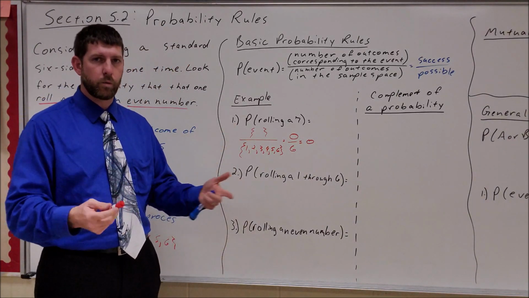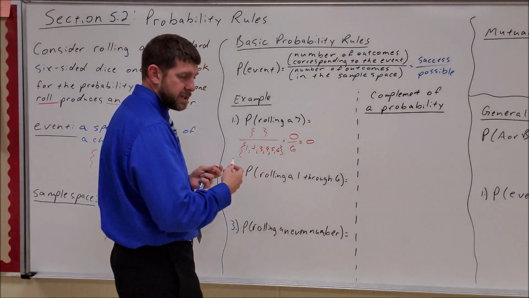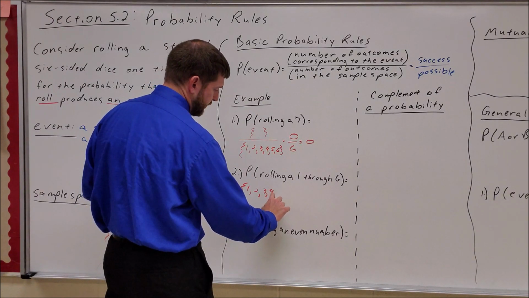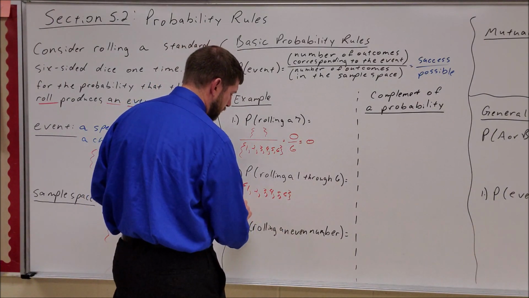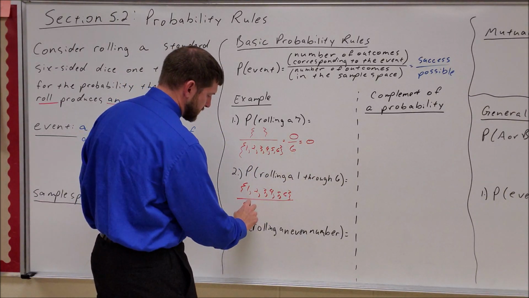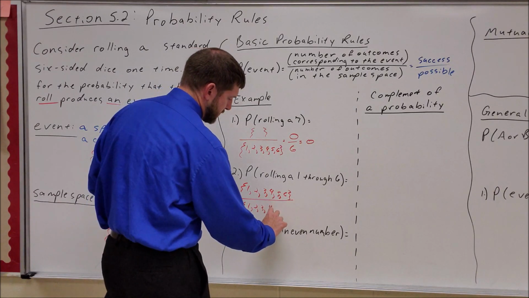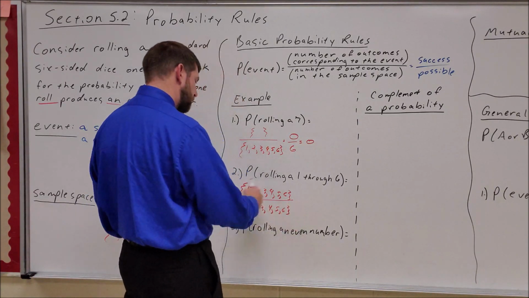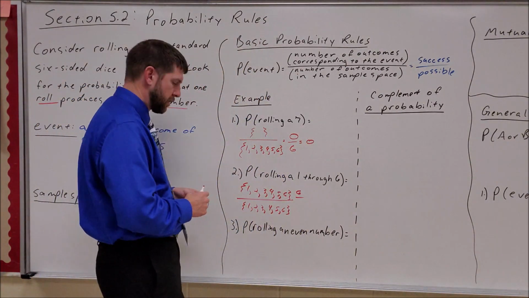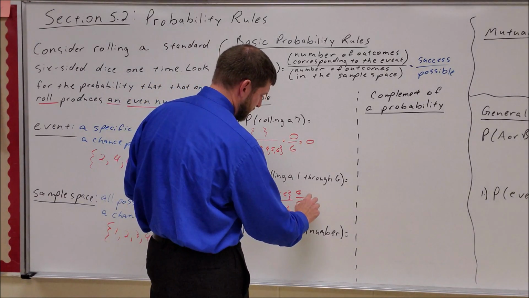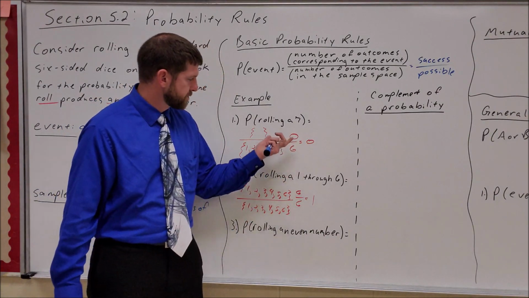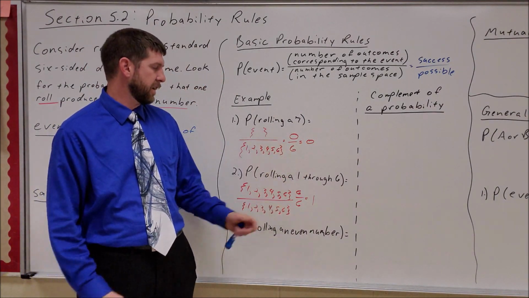All right, what about rolling a number 1 through 6? So a successful outcome would be rolling either a 1, a 2, a 3, a 4, a 5, or a 6. All of those would be successful because all of them match up to our event. Possible is still 1, 2, 3, 4, 5, 6. So how many outcomes are successful? 6 of them. How many outcomes are possible? 6 of them. So we get a probability of 1. So the 0 is if nothing can happen. This is if everything can happen.